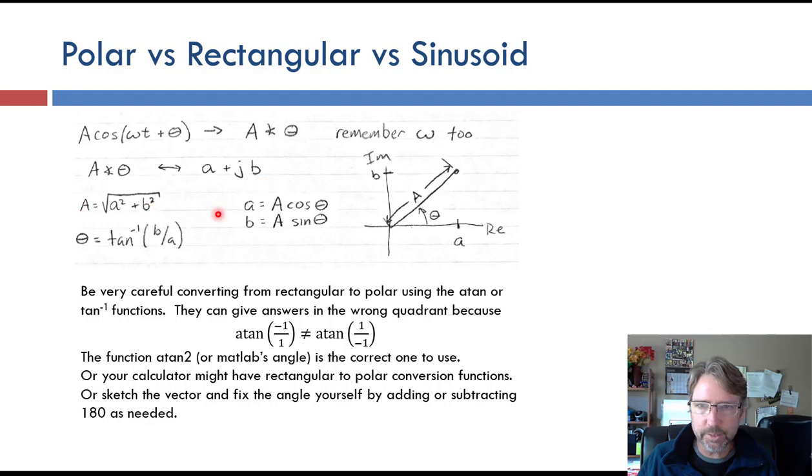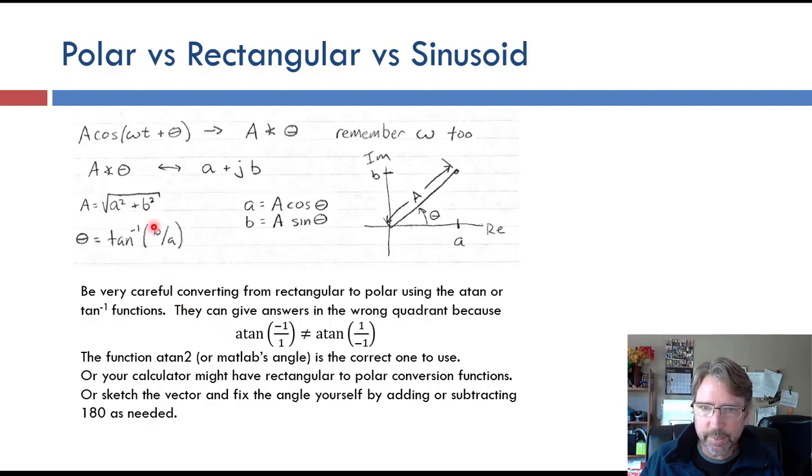And the equations to transform back and forth come from the triangle here. a is the real part, b is the imaginary part, capital A is the amplitude, and theta is the angle. So the triangle gives us these equations and these equations. There's a very common mistake, this note down here: when you're using inverse tangent, arctangent, on your calculator, you can get the wrong answer.